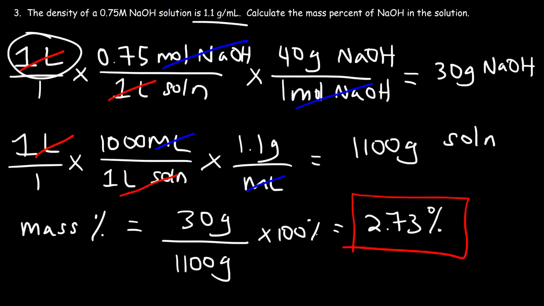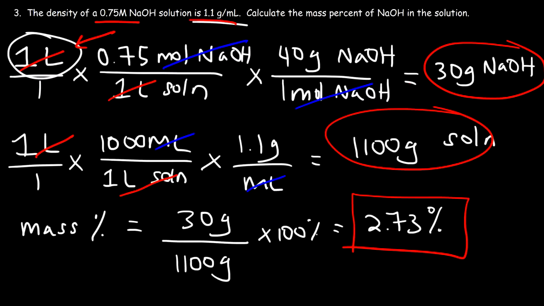So now you know how to calculate the mass percent of a solution if you're given the density and the molarity of the solution. So choose a volume and then use that volume to calculate the mass of the solute and the mass of the solution, and then you'll find the mass percent of the solution.